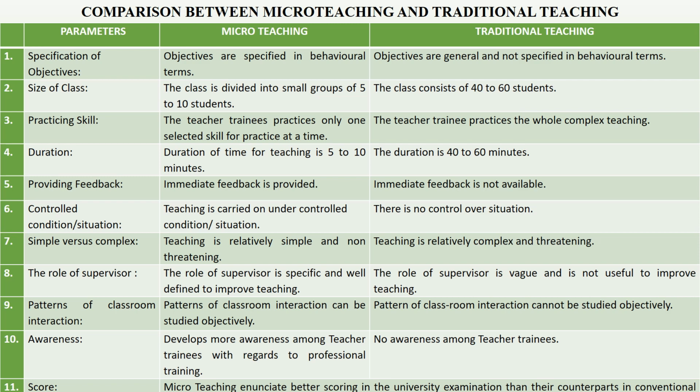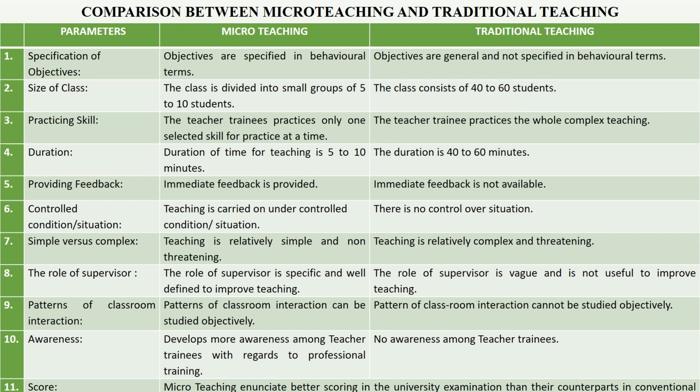In microteaching, teaching is carried out under controlled conditions or situations, whereas in traditional teaching, there is no control over situations. Teaching is relatively simple and non-threatening in microteaching, whereas teaching is relatively complex and threatening in traditional teaching. In microteaching, the role of the supervisor is specific and well defined to improve teaching, whereas the role of the supervisor is vague and not useful to improve teaching in traditional teaching.